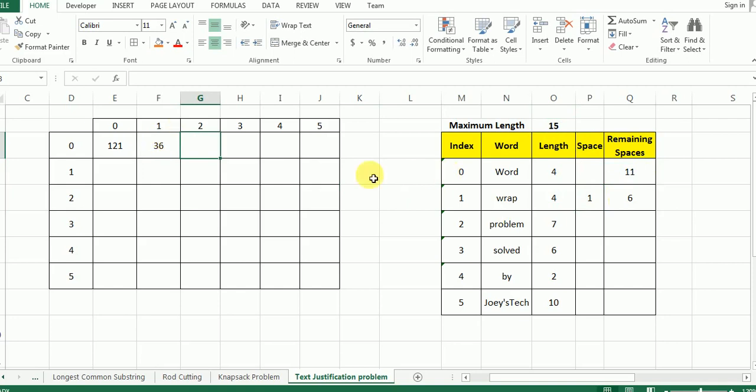Now let's move to this cell. So 0 to 2, that means word to problem. Now let's sum them up. So 4 plus 4 is 8, plus 7 is 15. Now we are going to have two spaces also. So one space I am counting between word and wrap, and another space between wrap and problem. So it's going to give me the total length of characters as 17, which breaches the maximum length. So it is not allowed.